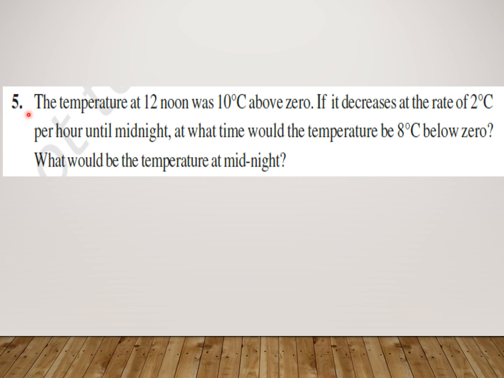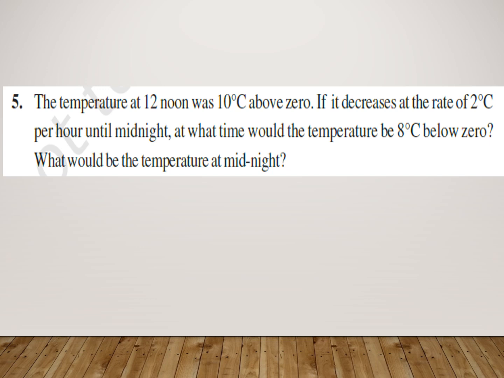Now, question number 5. The temperature at 12 noon. 12 noon means when sun is on our head or above our head. So it is 12 p.m. The temperature is 10 degrees Celsius above 0. So it is positive 10 degrees Celsius. If the temperature is decreasing at a rate of 2 degrees Celsius per hour, that means if at 12 p.m. temperature is 10 degrees Celsius, at 1 p.m. it will be 8 degrees Celsius. At 2 p.m. it will be 6 degrees Celsius and so on.